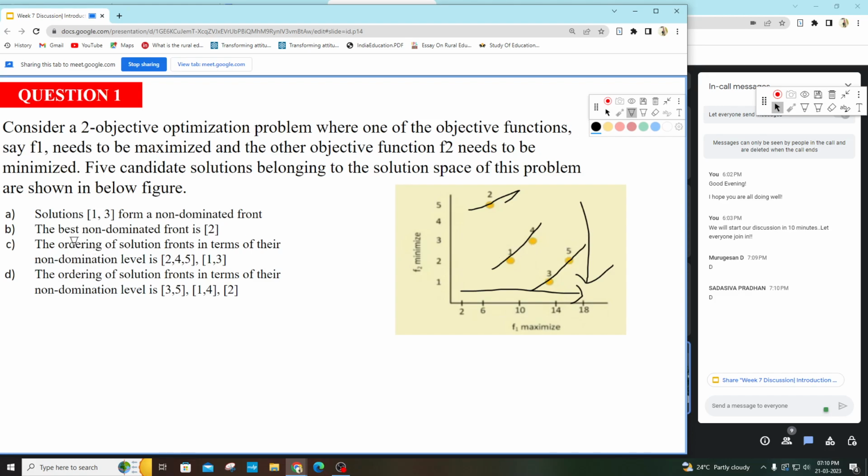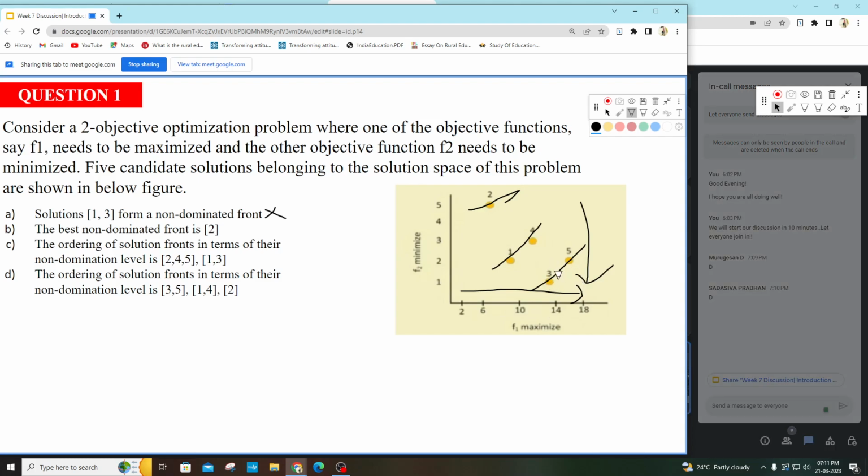So let's check one by one. The first statement says 1 3 form a non-dominated front. That is absolutely not correct, because your front will be formed like this, either 2, either 1 4 or 3 5. If we compare 1 with 3, here you can see that we have to maximize F1. So if we want to maximize F1, 3 is the point that is satisfying. Also we have to minimize F2. Minimize, when we are minimizing F2, in that, let me erase it first.